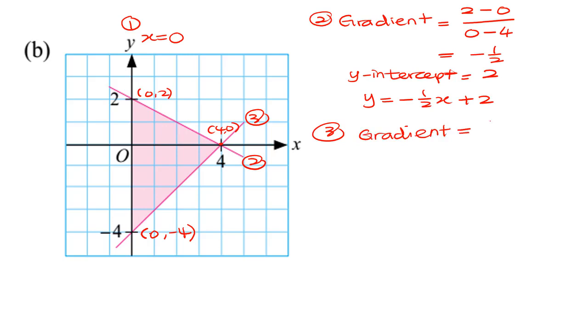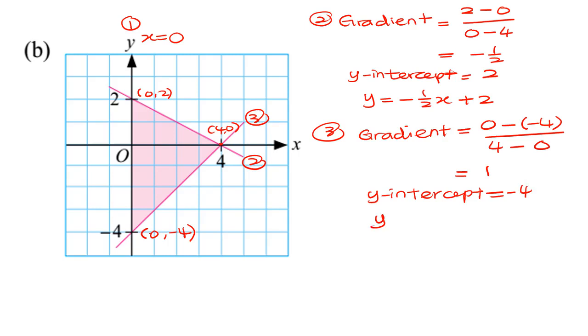y2 minus y1 over x2 minus x1. So the gradient is 1. And the y-intercept is negative 4. So the equation is y is equal to x minus 4.